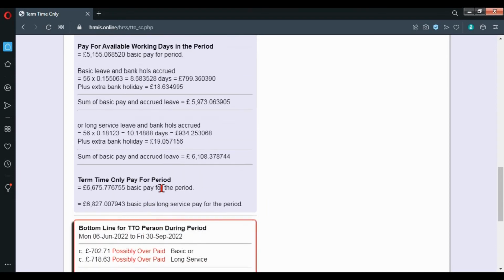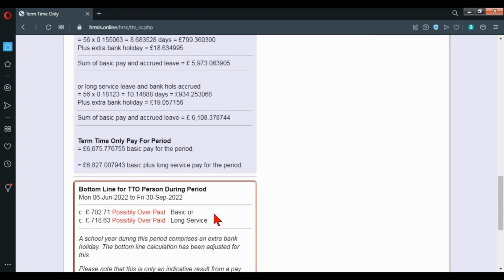Did you notice that the person only worked 56 out of 195 days, but actually enjoyed pay for the whole of the summer holidays, which they had not actually accrued in full? That is where the overpayment is likely to have come from.